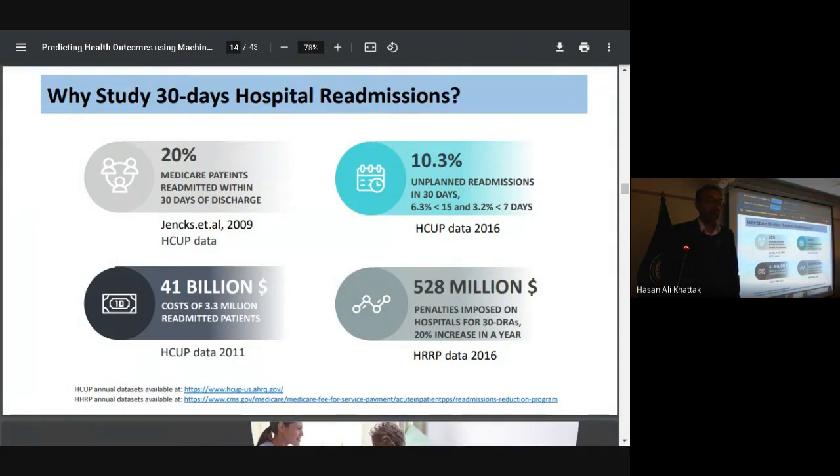patients. And this is not something that the federal government and the hospitals are not aware of regarding hospital readmissions. There are programs like HRRP, the Hospital Readmission Reduction Program, and the hospitals that discharge patients early are penalized by federal and non-federal organizations from time to time. The penalties imposed on hospitals for 30-day readmissions increased by 20% in recent years.